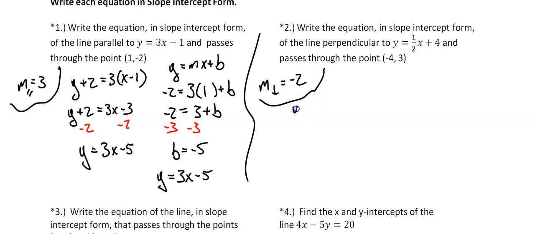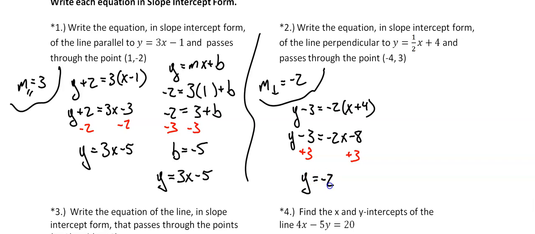We can either use point slope form. So y minus the y value equals m times x minus the x value. And again, that's minus a negative 4, so plus 4. And now it's distribute. Fix that guy up. So we distribute that negative 2, and then we have to add that 3 to each side. Okay.